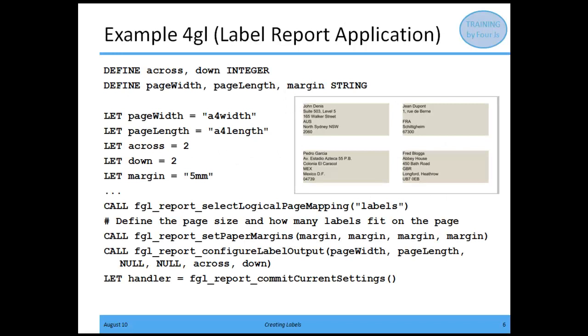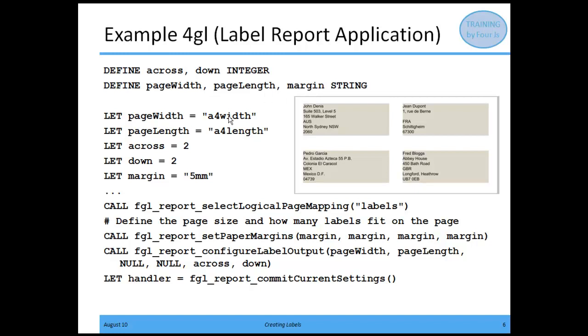So take a look at it. Imagine that our physical page was able to hold 4 labels like we have in our diagram here, where we have 2 rows and 2 columns. If I was going to set up my report application to print out these labels, here we've done it using variables: I have an across and a down to say how many columns and how many rows we have. I have a page width variable, a page length variable, and a margin variable.